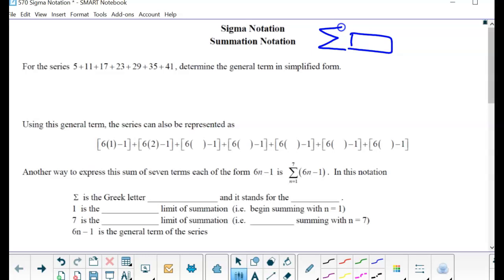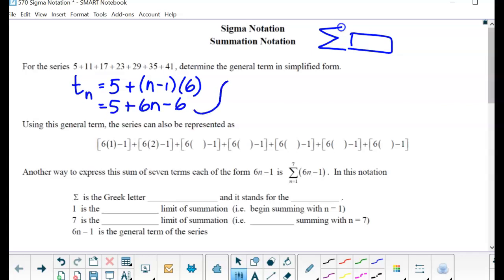Okay? So we're given a series 5, 11, 17, 23, etc. Determine the general term in simplified form. So that's just the term, not the sum. So Tn is the first term plus, we're adding 6 every time, yeah, plus n minus 1 times 6. Okay, it's arithmetic. And we want to expand and collect like terms. So that's going to be 6n minus 1. So that's your general term.